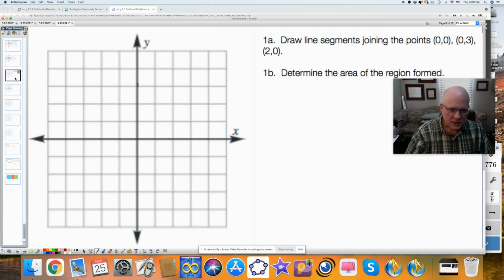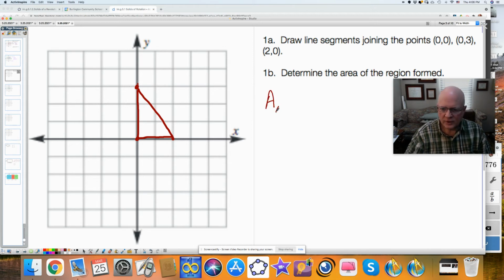Our next exercise was to do the same thing, drawing these points and putting them together. So I'll do this out. I'm doing this for your benefit so that you can see this. 0, 3 is up here, 2, 0 is down here, and I get a triangle. And we need to know the area of the triangle. So to do this, I'll multiply the length. That's the area of the triangle.